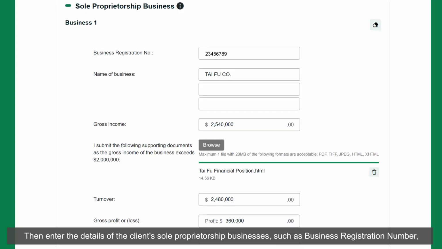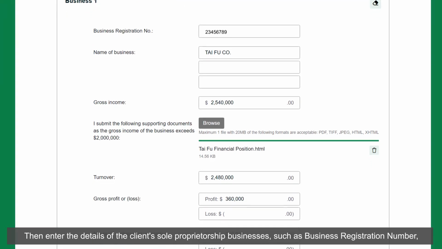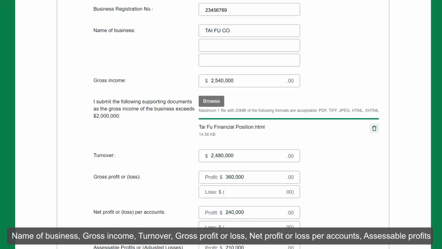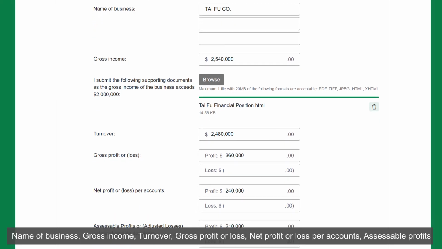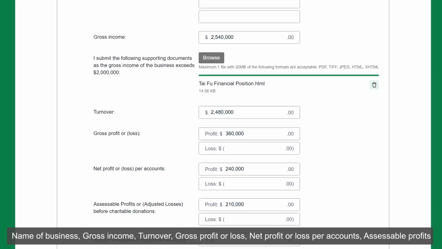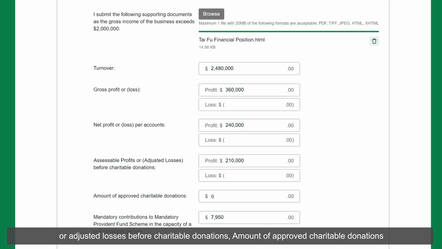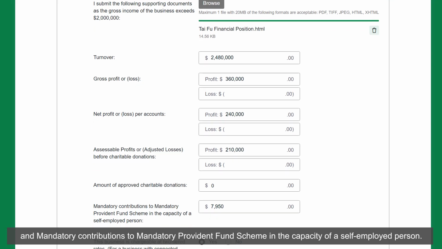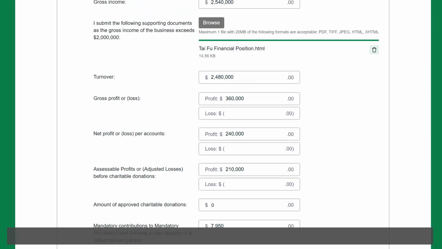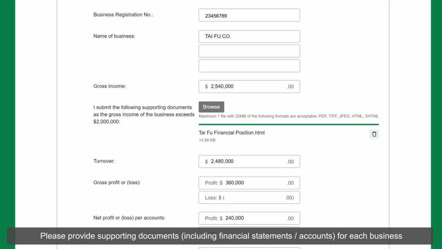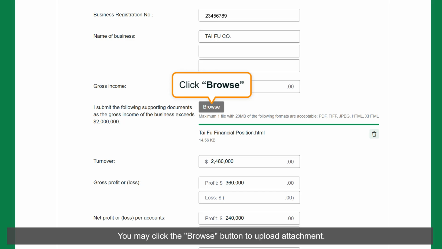Then, enter the details of the client's sole proprietorship businesses, such as business registration number, name of business, gross income, turnover, gross profit or loss, net profit or loss per accounts, assessable profits or adjusted losses before charitable donations, amount of approved charitable donations, and mandatory contributions to mandatory provident fund scheme in the capacity of a self-employed person. Please provide supporting documents, including financial statements or accounts, for each business with gross income over $2 million for the basis period. You may click the Browse button to upload attachment.